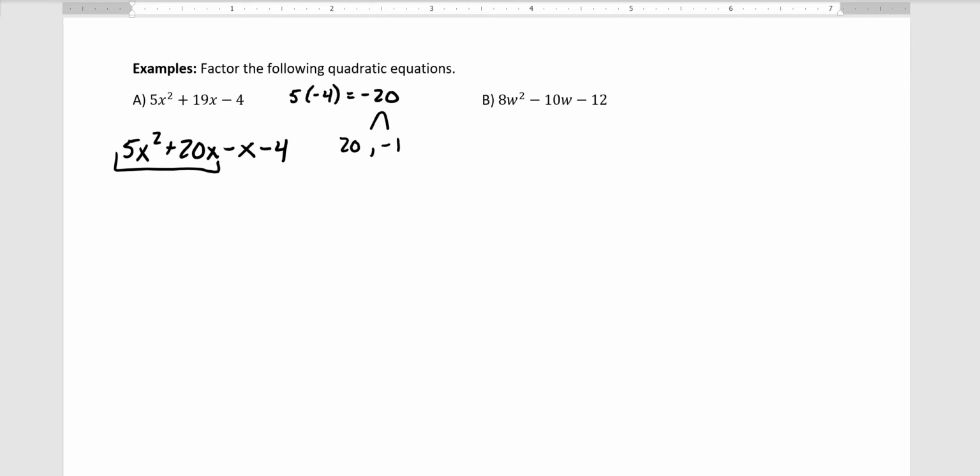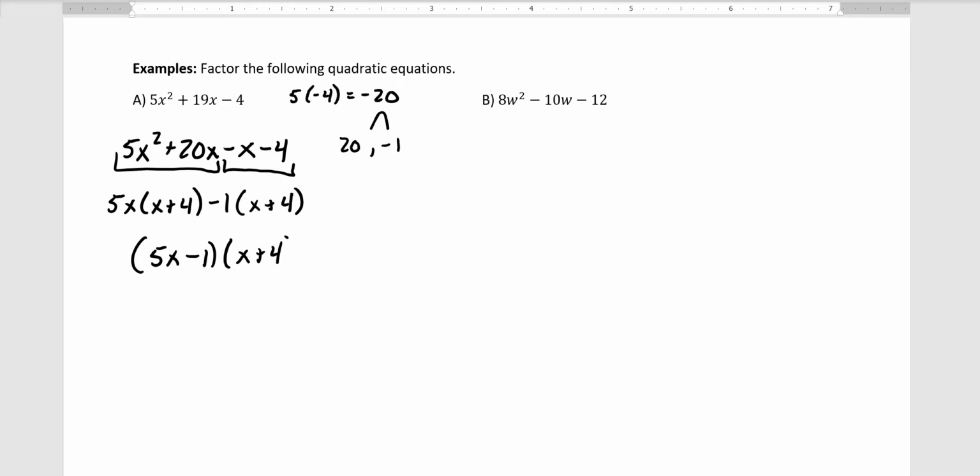Factor by grouping. 5x squared plus 20x, that gives me 5x times x plus 4. Now I need to factor something out here to give me x plus 4. If I take out negative 1, that would give me x plus 4. So my value here would be 5x minus 1 times x plus 4. Voila. Well done. All right.